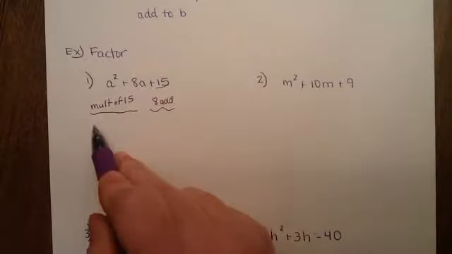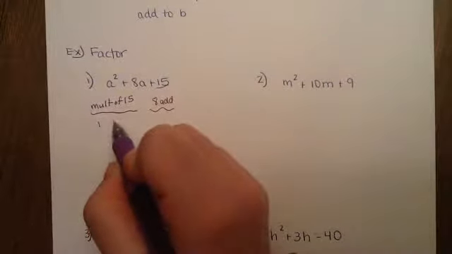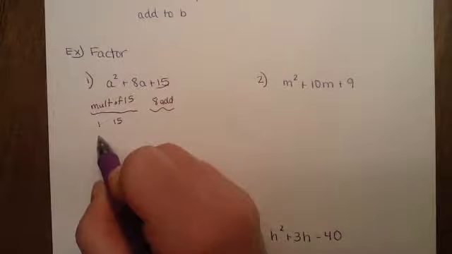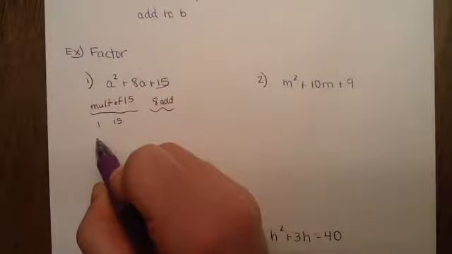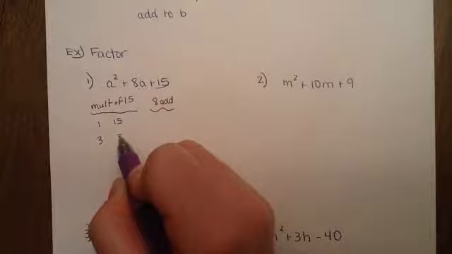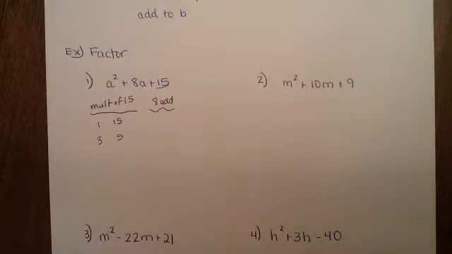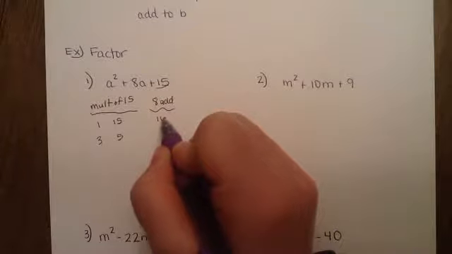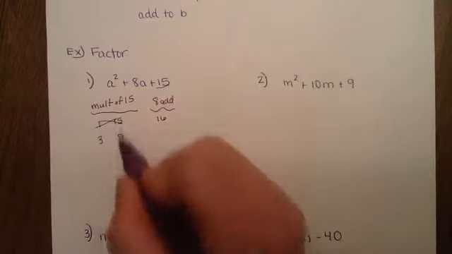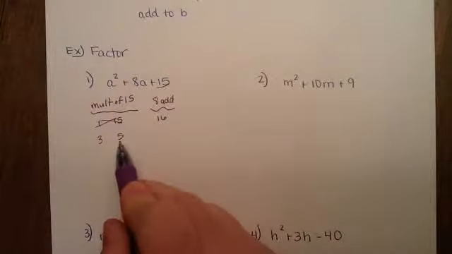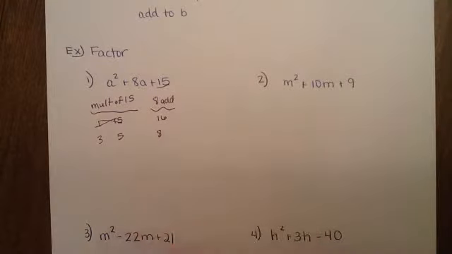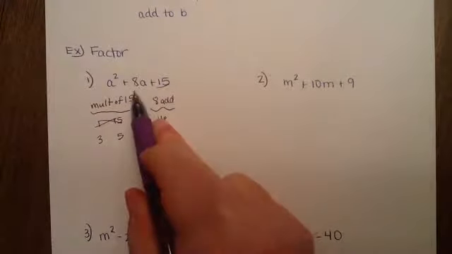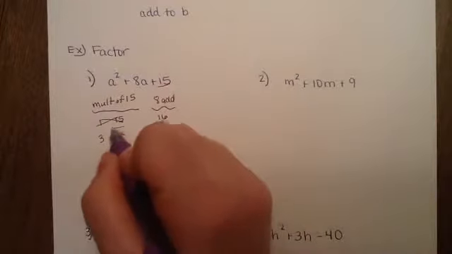So start listing them. I have 1 and 15. And what else? 3 and 5. All right. 1 plus 15 is 16. Is that the one I want? No. 3 plus 5 is 8. Is that what I want? Yes. So this is the pair that I want.